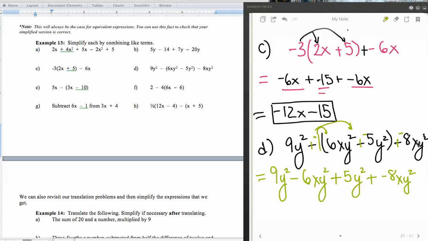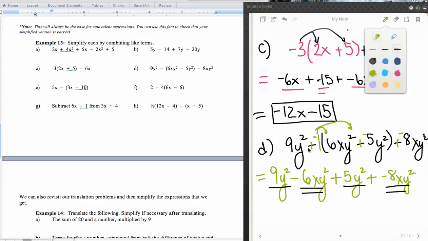So now what we have to do is decide which ones are like terms. So let's see, y squared terms. Well, that has a y squared in it, but it's not the same because it has an x. There's another y squared. Now let's go back to this term. This is an xy squared term. This is an xy squared term. So those are the ones I'm going to be combining.